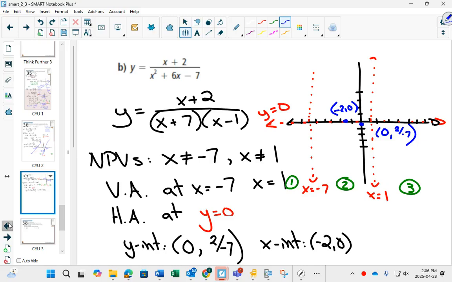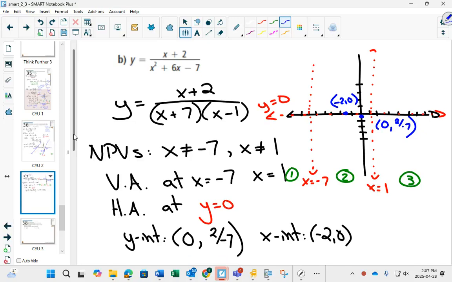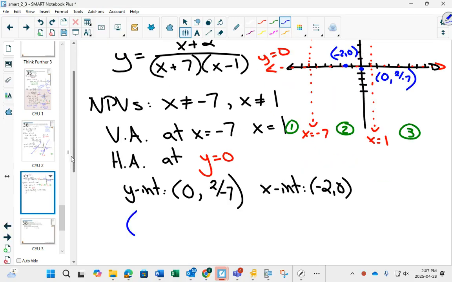As far as nice points go, do you see you have no points in section 1? We have 2 points in section 2, and we have no points in section 3. So sometimes your x-intercepts and y-intercepts is enough, like in the last example, we could just finish the graph. But this one, we need some more points. So what's a point in section 1? Well, I could just choose any x value less than -7. So I'm going to choose -8.